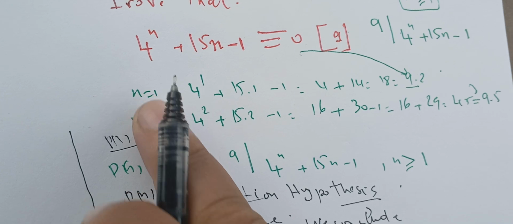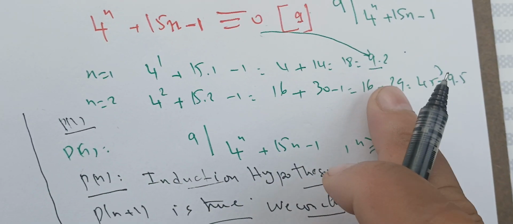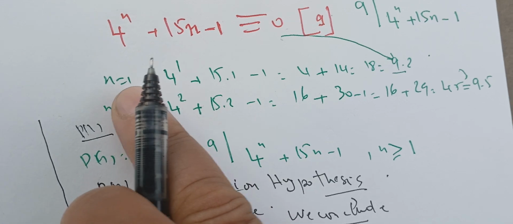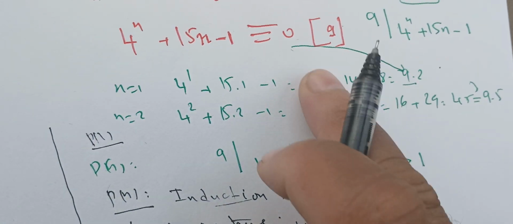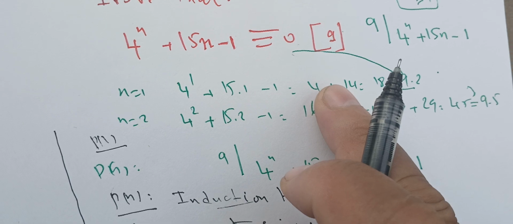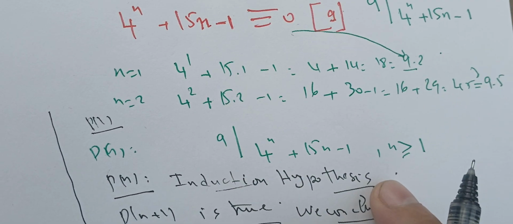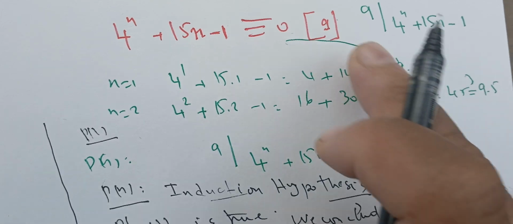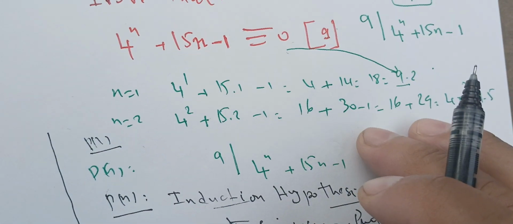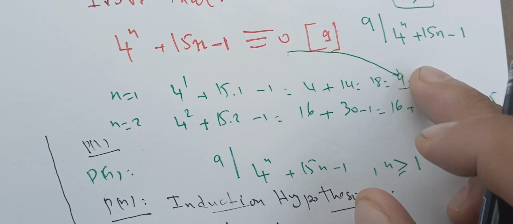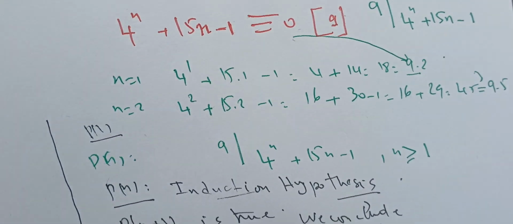The first thing is that P of 1 is true. Yes, because when n is 1, this statement says that 9 divides this number, as we have seen. When n is 1, we have seen that this sum is 18, and 9 divides 18, because 18 is 9 times 2, and we have this 9 here.